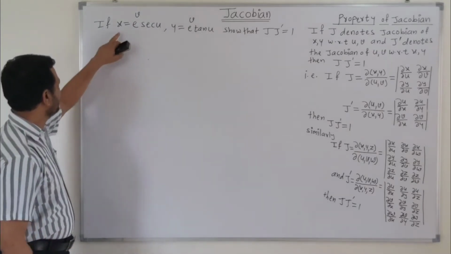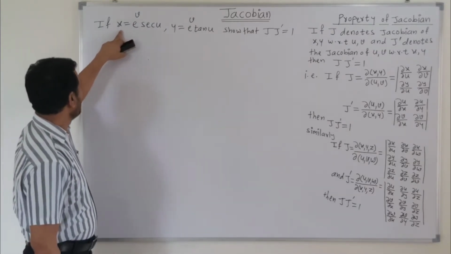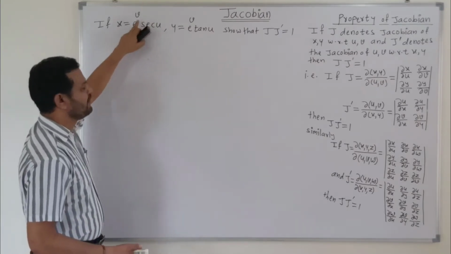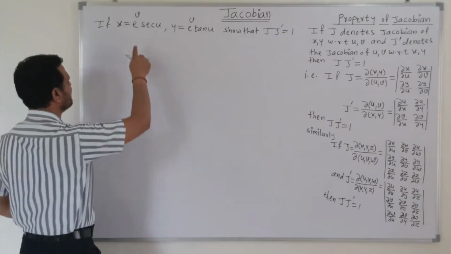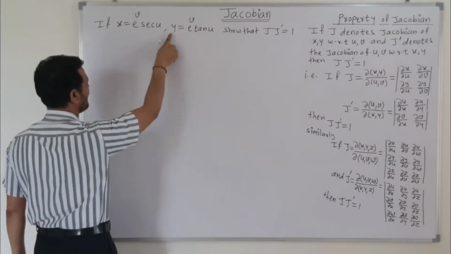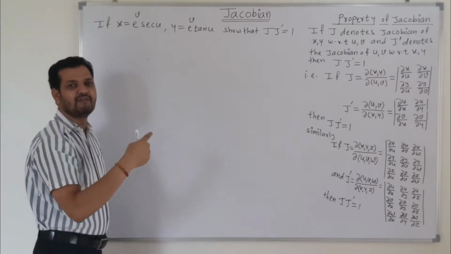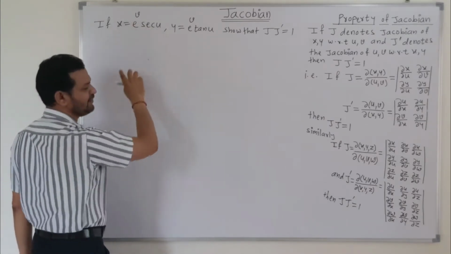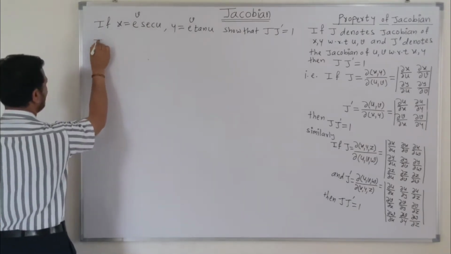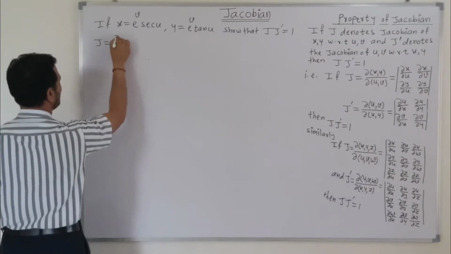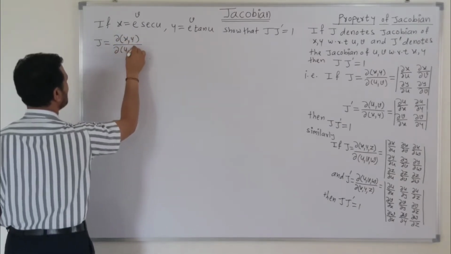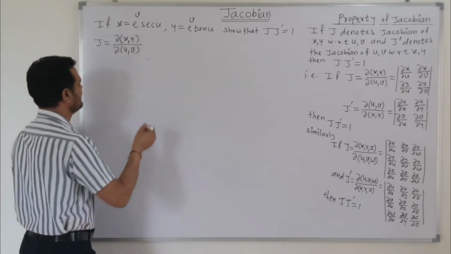Now first try to understand that here x and y are dependent variables and u and v are independent variables, because the values of x and y depend on the values of u and v. That's why x, y are dependent, and u and v are independent variables. So the very first thing is to find the value of J, where J stands for the Jacobian of x, y with respect to u, v. So just find this Jacobian.